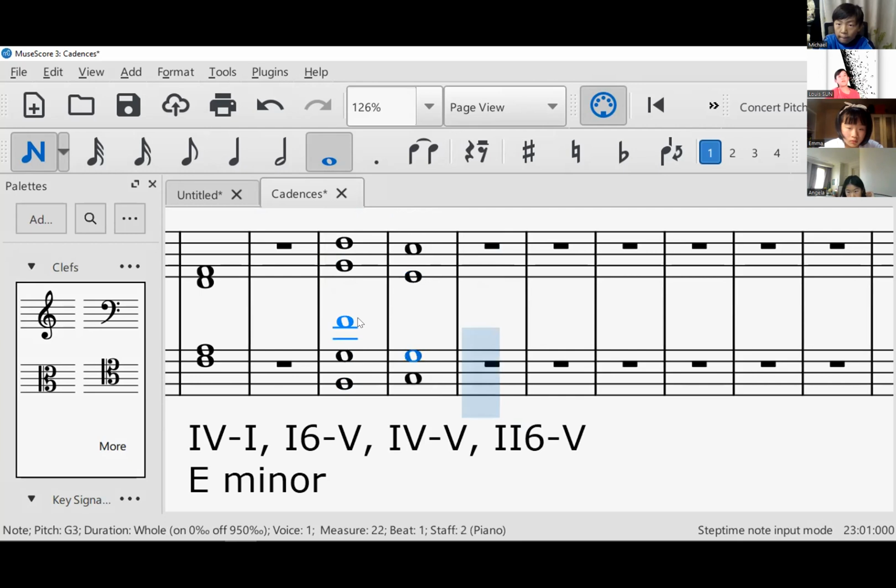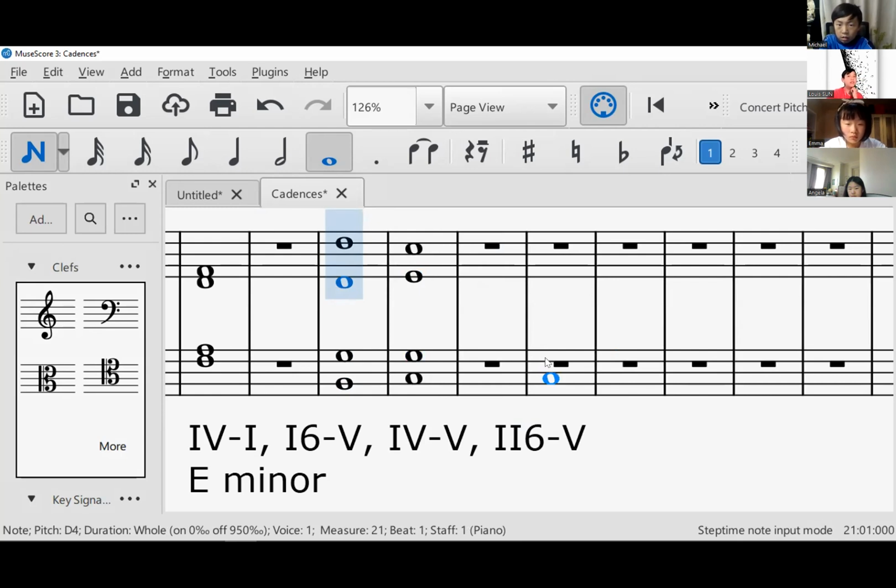Okay, it would look like that. And if we went and doubled the D, it would look like this. So you actually have a choice now in which note you double in first inversion. Let's go with another example.